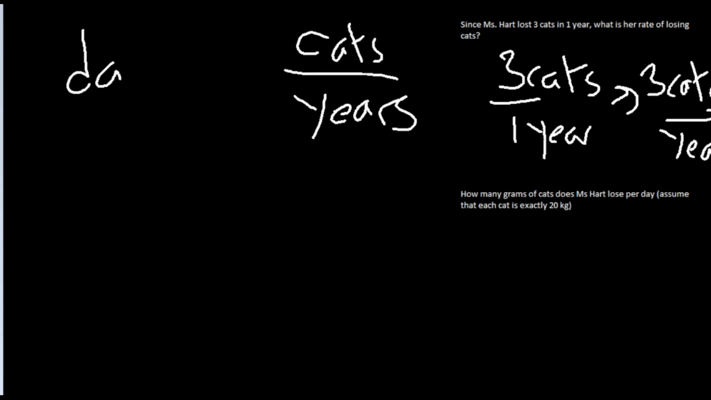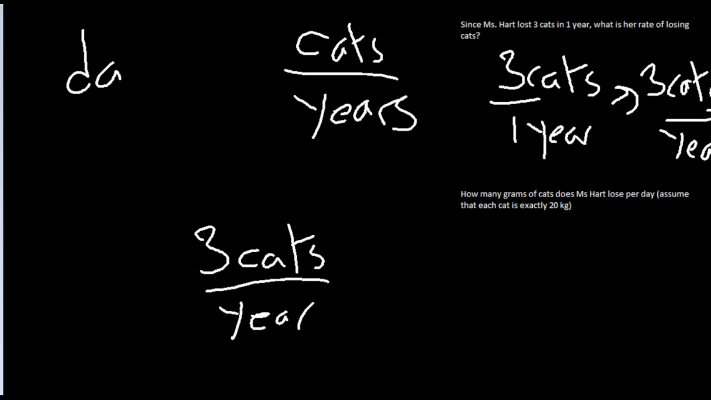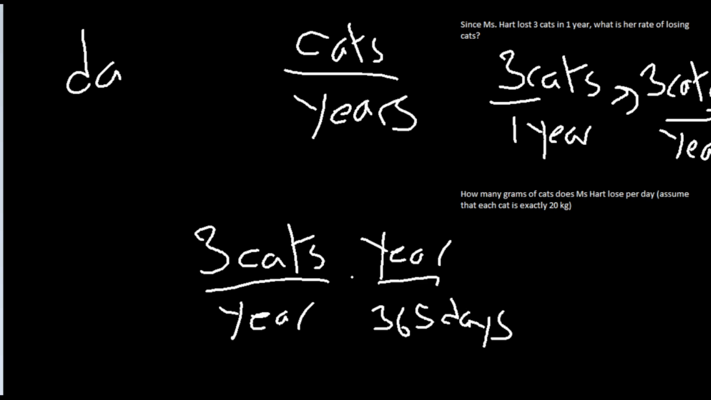So, since we already know the rate, 3 cats. Hello, my handwriting, Jesus Christ. 3 cats per year. So, first I'll convert to days. So, I have to get rid of the years here. So, what I'll do is I'll say year. So, 1 year is 365 days. This might look kind of weird, but I promise you, it makes sense, kind of. So, 1 year over 365 days, these units cancel out.